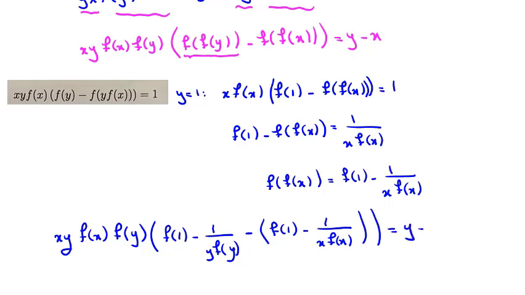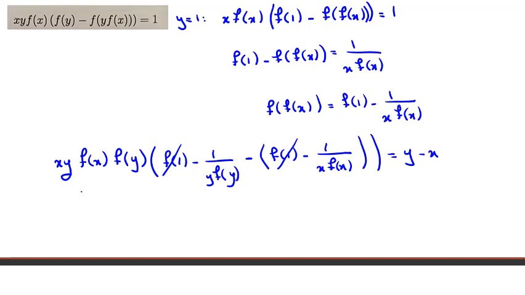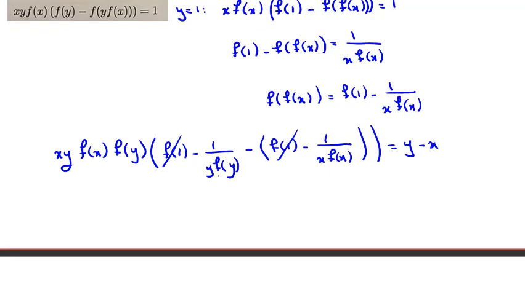And it will be what? Y minus x. So f of 1 and f of 1 will be cancelled. If we expand this, xy times this will be what? It will be minus y f of y will be cancelled, minus x f of x. And okay, if you multiply this by this, minus minus plus, x f of x will be cancelled. It will be plus y f of y equal to y minus x.